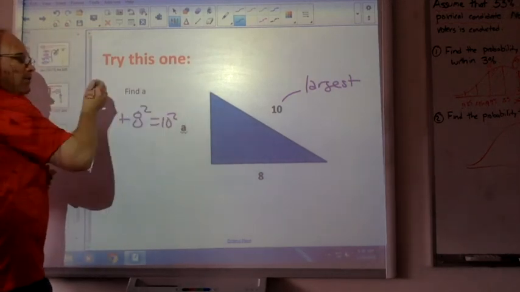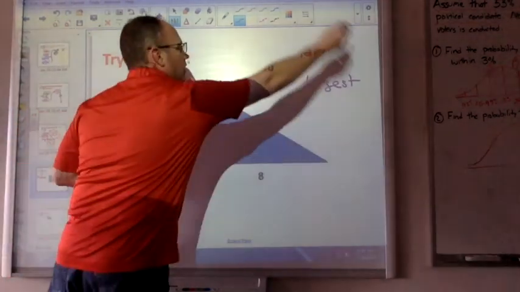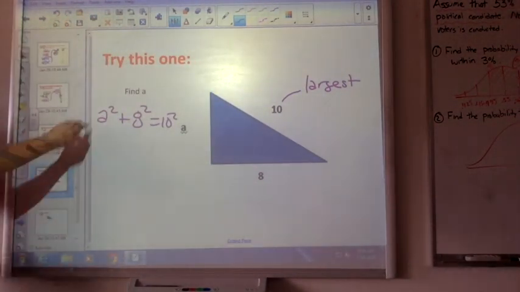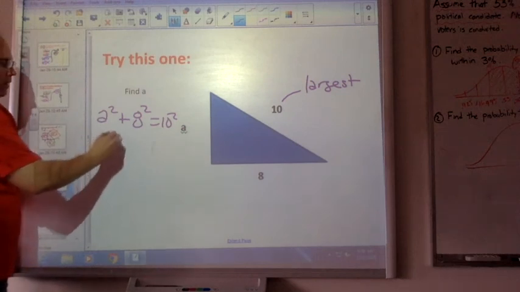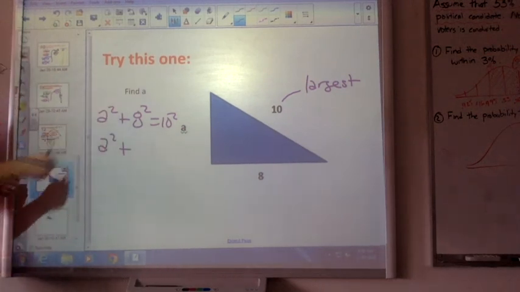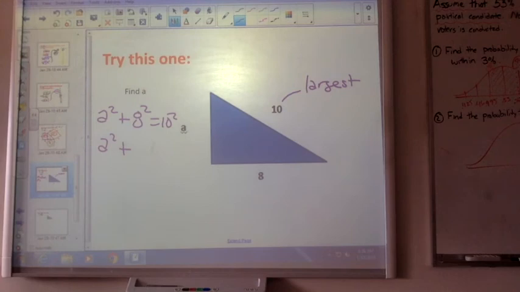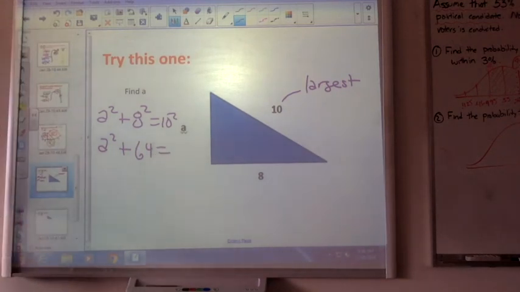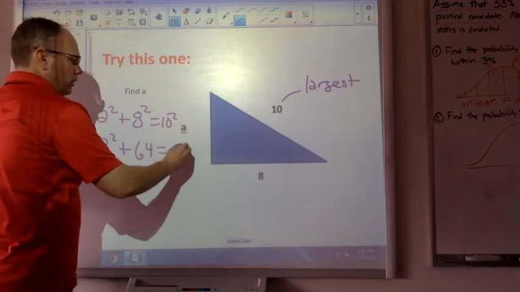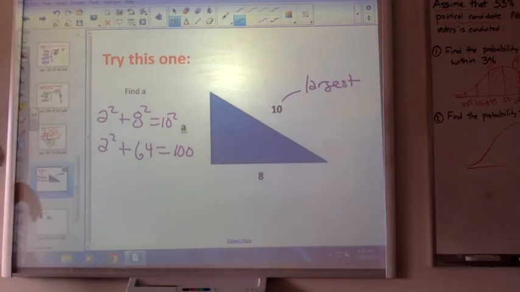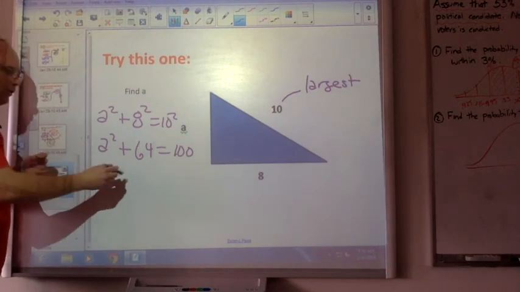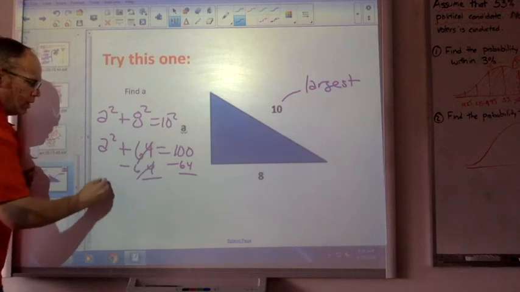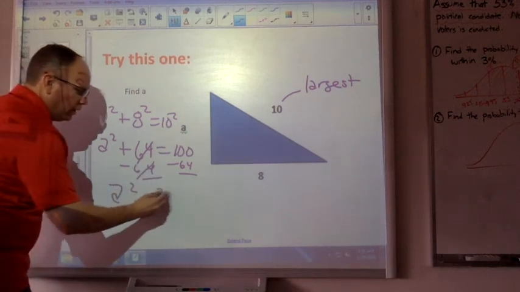So think about this. I have this square, and this square, and this square. If I add this square and this square together, I get that square. So A squared is just A squared, plus 8 squared is what? 64. And 10 squared is what? 100. And we learned a long time ago in math that if we want to start solving for a variable, we subtract 64 from both sides. Those cancel. So I get A squared is equal to 36.